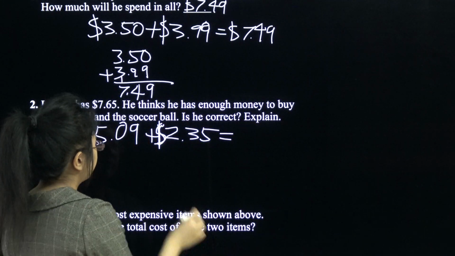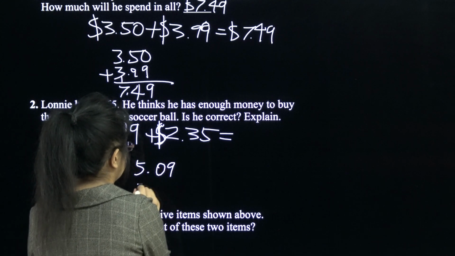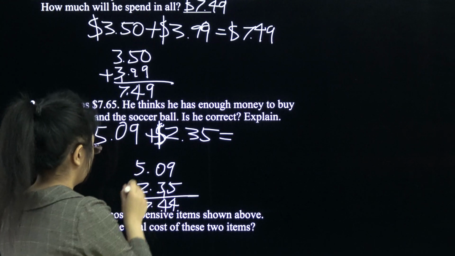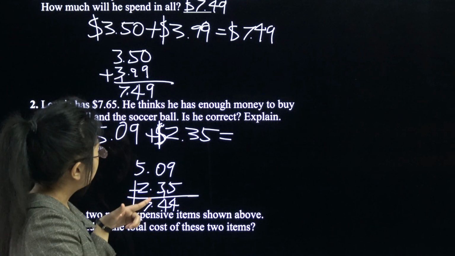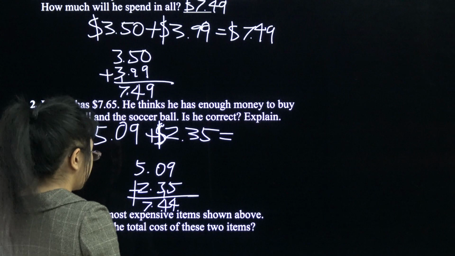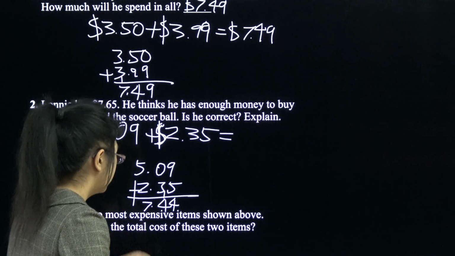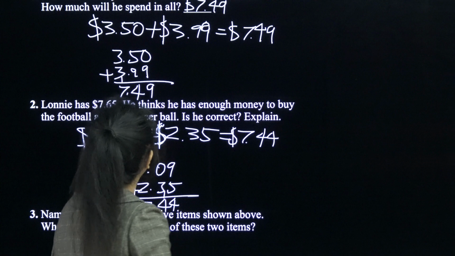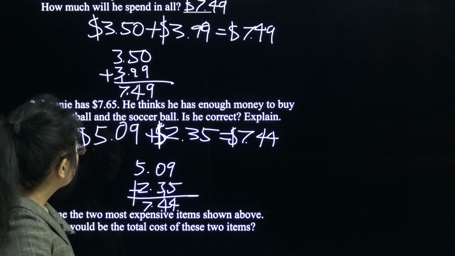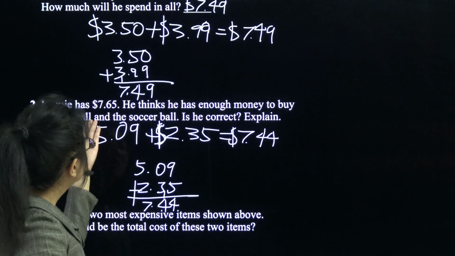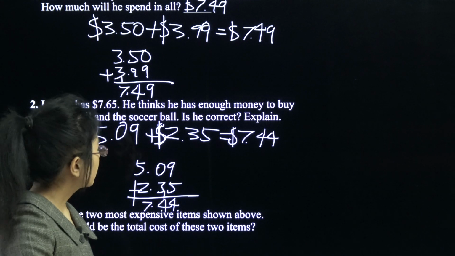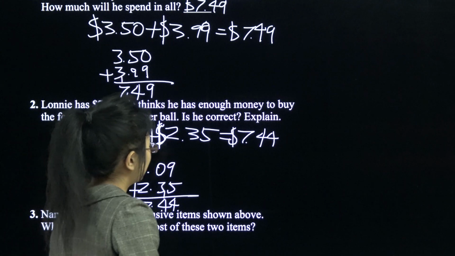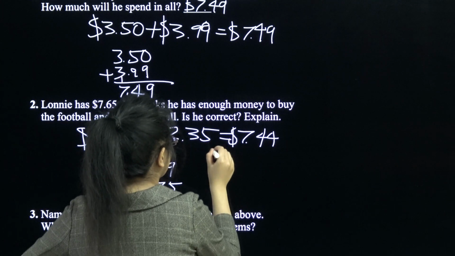So after we do some addition, we get that the total cost of these two items is $7.44. So is $7.44 smaller than or equal to $7.65? It's smaller. He thinks he has enough money, so he does have enough money. Therefore, his thinking is correct. You thought right. Yes.